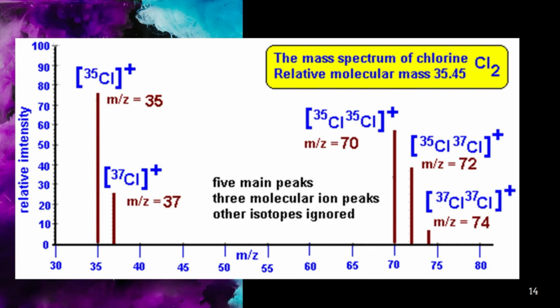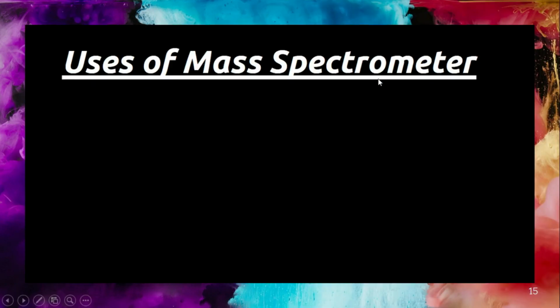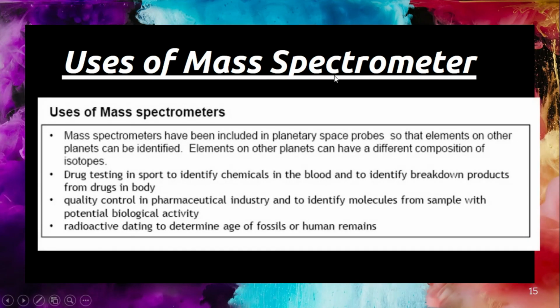Then finally we have the uses of the mass spectrometer. We use the mass spectrometer for many different things, but most commonly it is used in drug testing and quality control in the pharmaceutical industry, along with radioactive dating. So these are some other extra uses of the mass spectrometer.